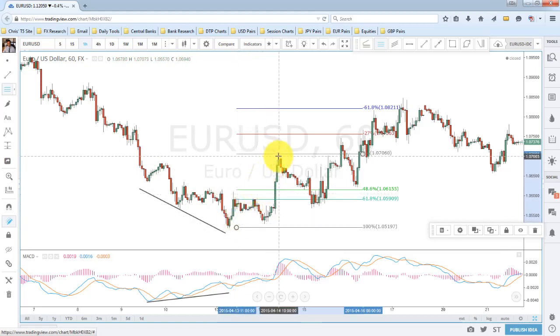From the low to the high, we had a 62% pullback. You can see the market rallied up initially to the 127, pulled back a bit, and then continued to rally to the 162%, where it found more resistance and then a larger pullback.